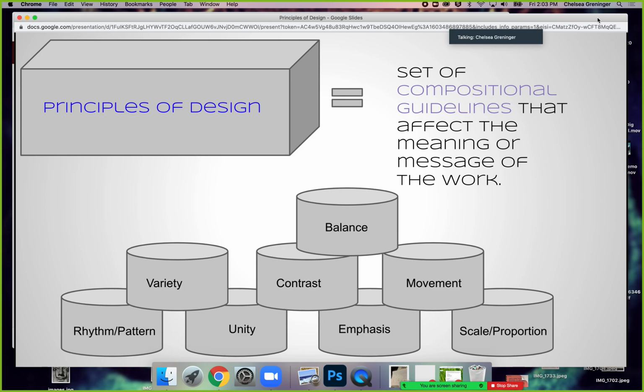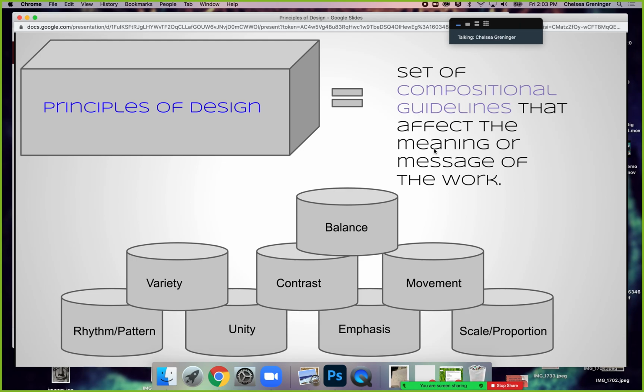Okay, so the definition of the principles of design, they're really a set of compositional guidelines. A composition is how you arrange the elements in a work of art. A work of art could take up the space of a canvas, or a sculpture, so it's three-dimensional, sitting on a pedestal. It could take up the space of a whole room if it's an installation. So we use these guidelines to help us arrange the elements of art and create certain principles.